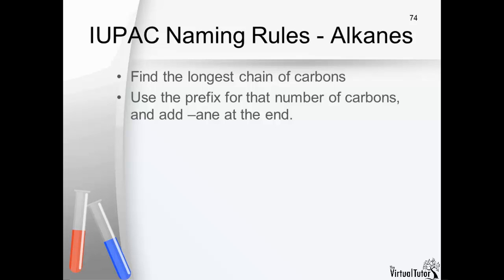Now find the prefix that corresponds to the number of carbon atoms in the longest chain. Join that prefix to the general suffix for the group, which is -ane, and that gives you the name of the molecule.